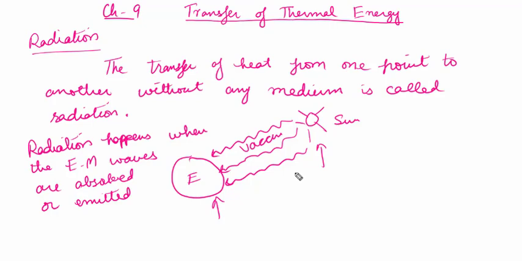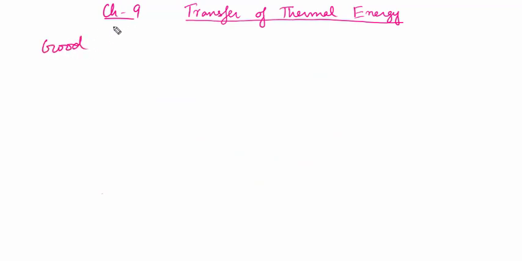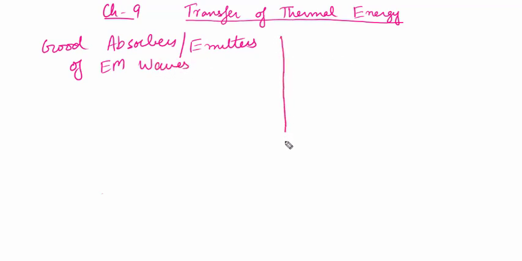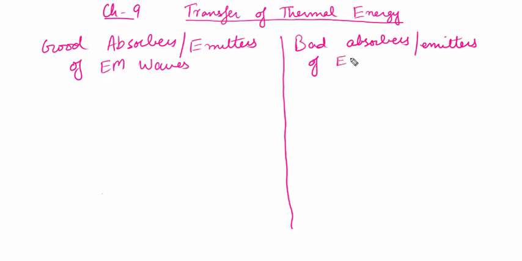Now there are certain objects that are good absorbers of those electromagnetic waves, and there are certain objects that are not good absorbers or emitters of those electromagnetic waves. So in order to discuss that, let me erase it. Good absorbers and emitters of electromagnetic waves, and on the other hand, we will discuss the bad absorbers and emitters of electromagnetic waves.